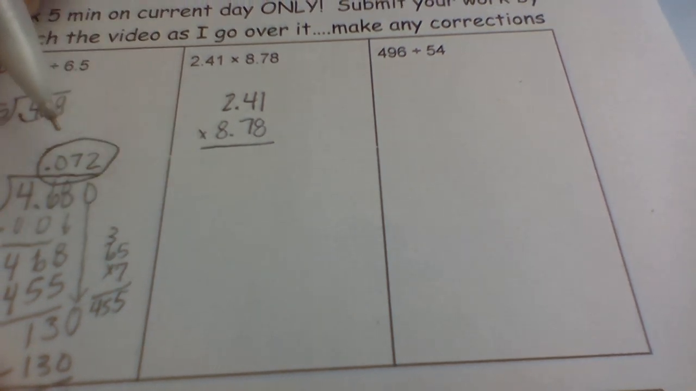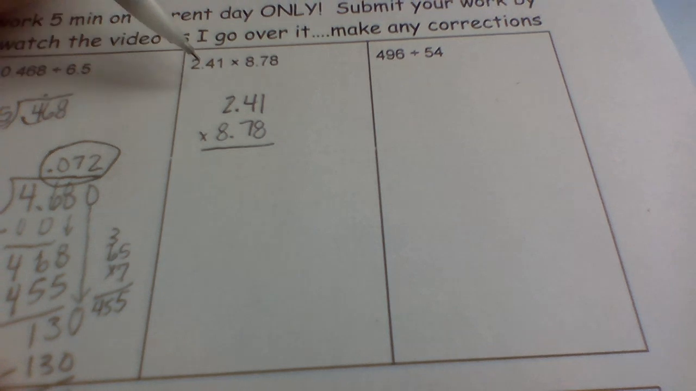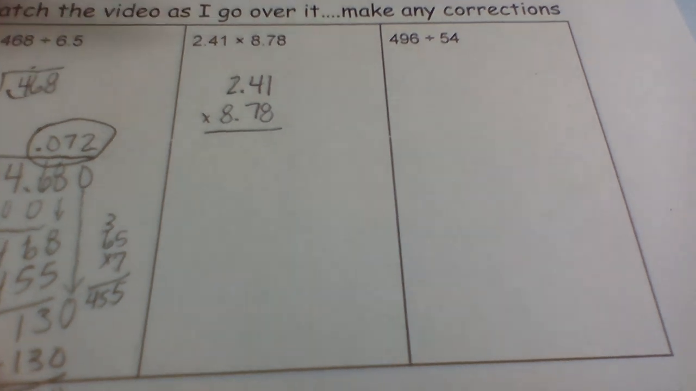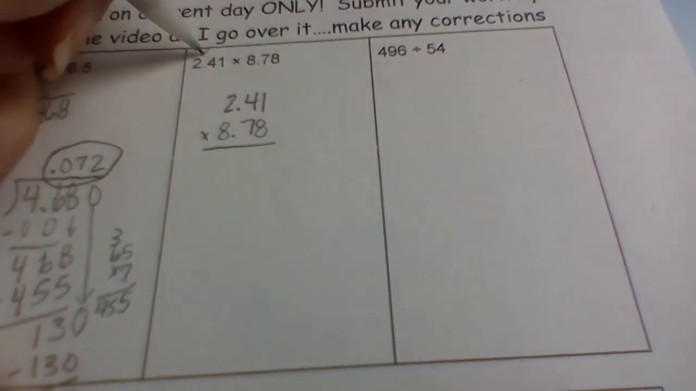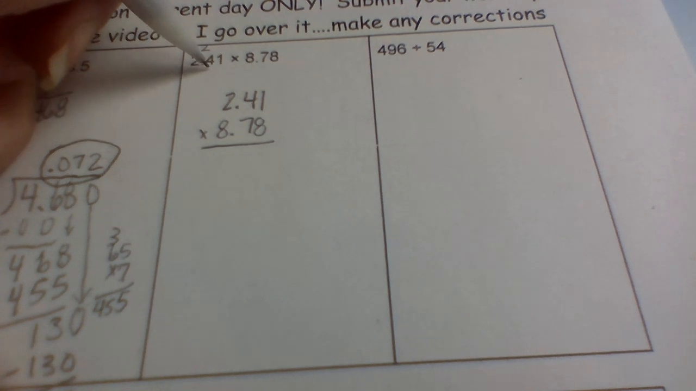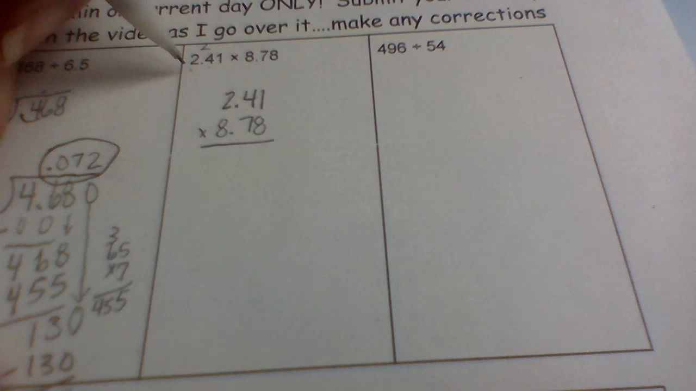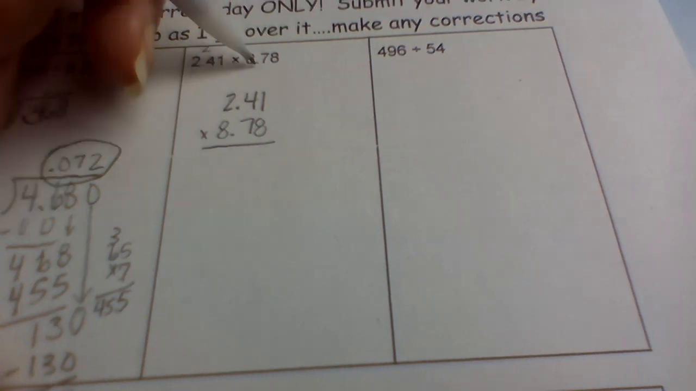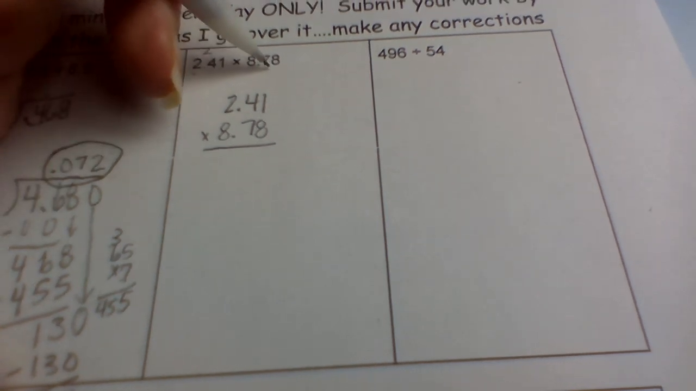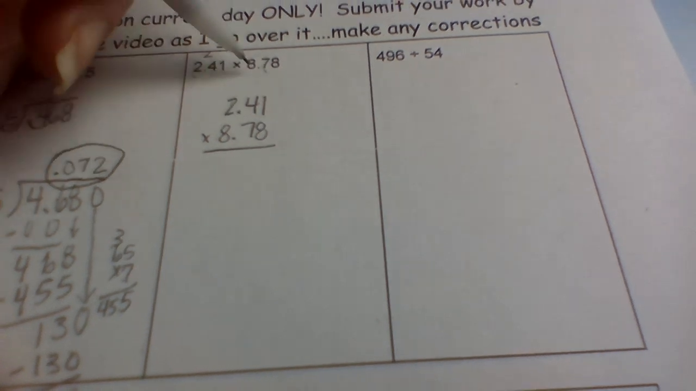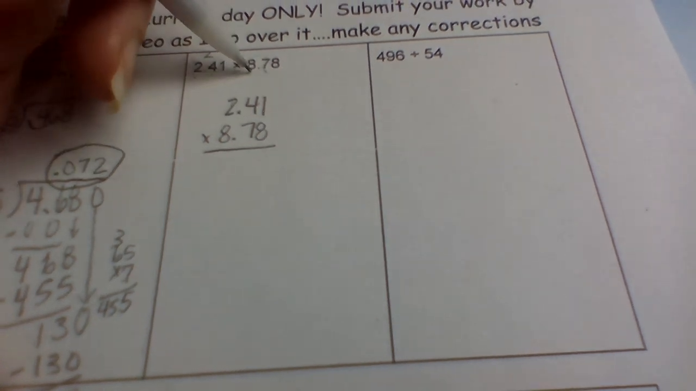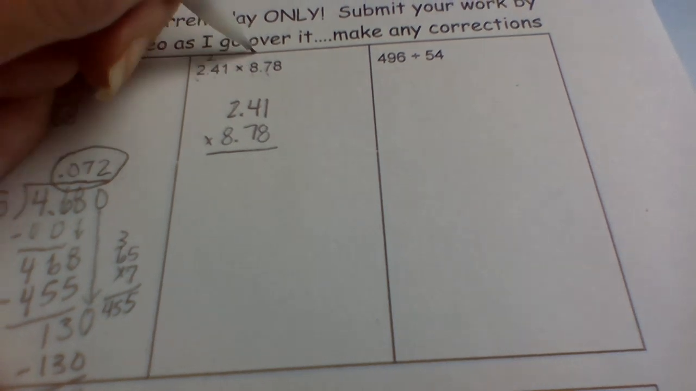Before I start that, let's do our estimate. 2 and 41 hundredths is closer to 2. This is less than 50, or less than 5, so I'm going to round it back to my whole number. Over here, I have my 78 hundredths, which is more than 50, or I even just look here at the 7. That's more than that. So I'm going to round this number up to 9. 2 times 9 is 18.